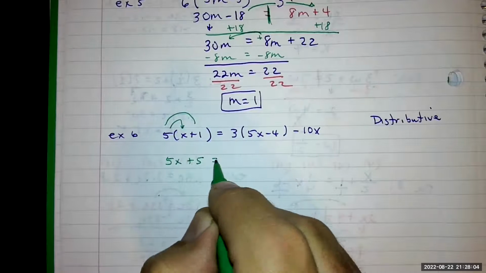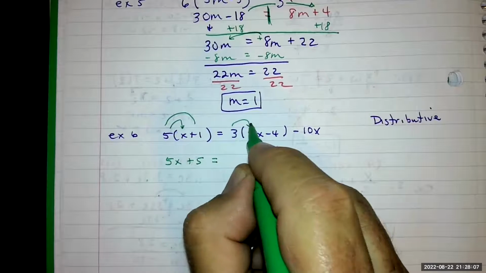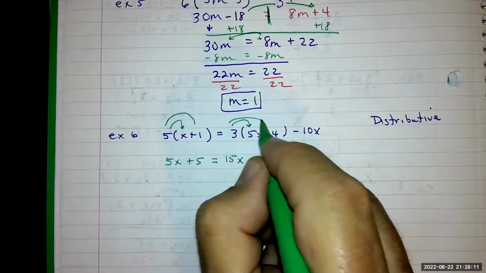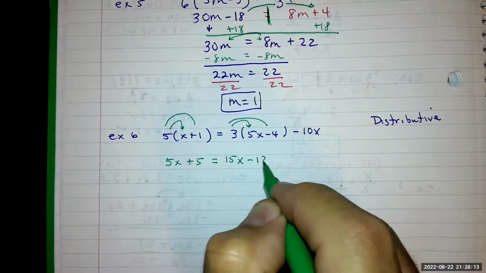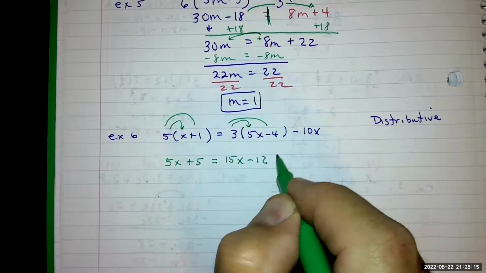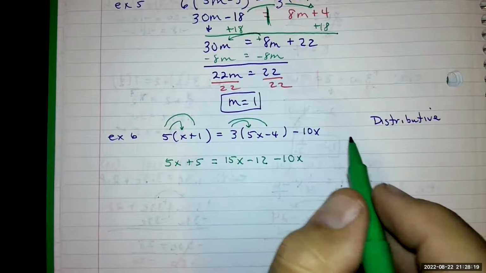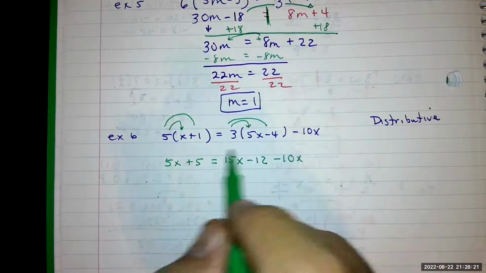All right, we got our equal. 3 times 5 is 15. There's an x with it. 3 times a negative 4 is a negative 12. And then you have this guy in the back. He's a negative 10x.